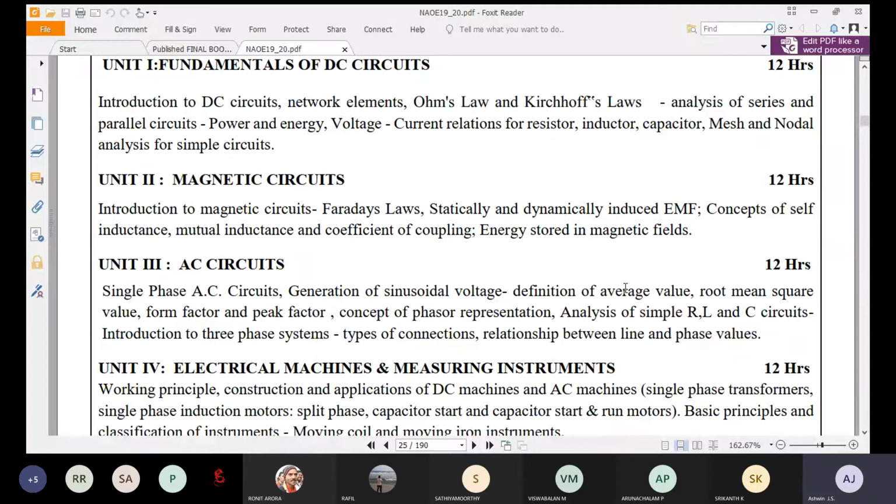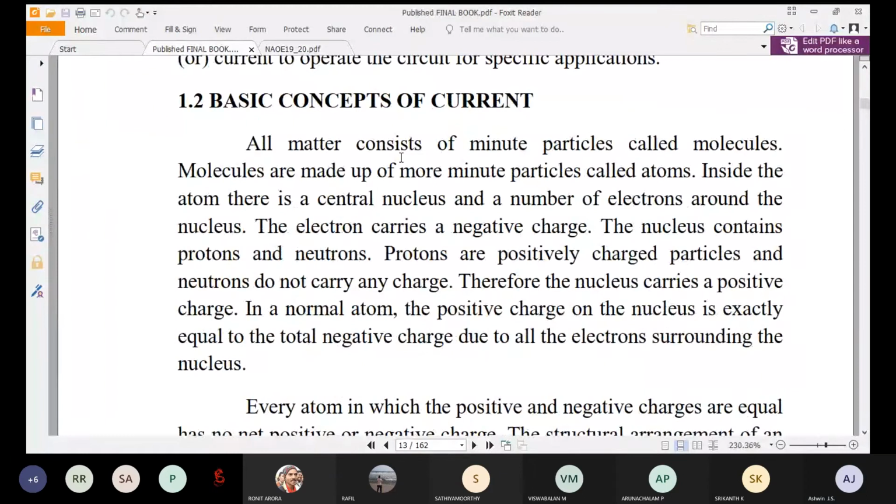And Ohm's law, we already saw some basics of Ohm's law, and we are going to apply that to analyze the circuit, and the Kirchhoff law. So this is what we have seen up to the last classes. Okay, just a recap.